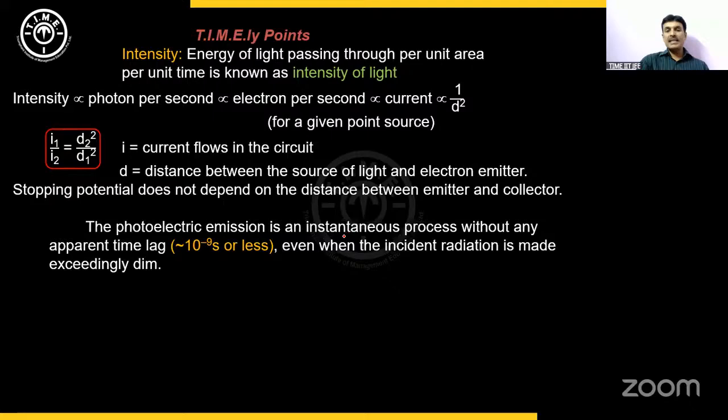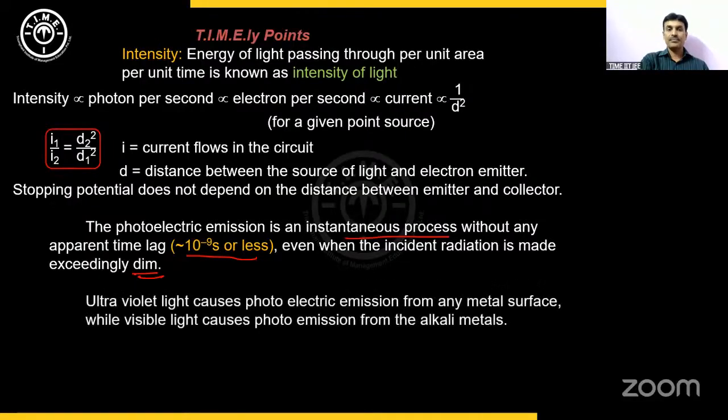Photoelectric emission is an instantaneous process without any apparent lag. The time lag is almost 10 power minus 9 seconds or even less than that, even when the incident radiation is made extremely dim. Dim indicates low intensity, a smaller number of photons. But the photon energy may be sufficient to release the electron from the metal surface.